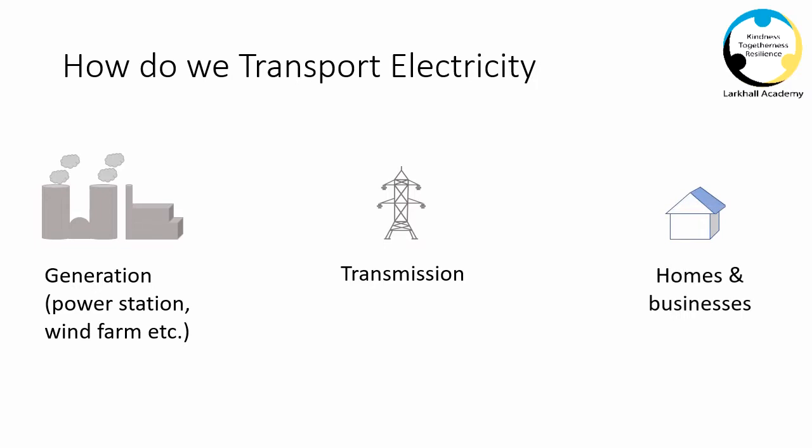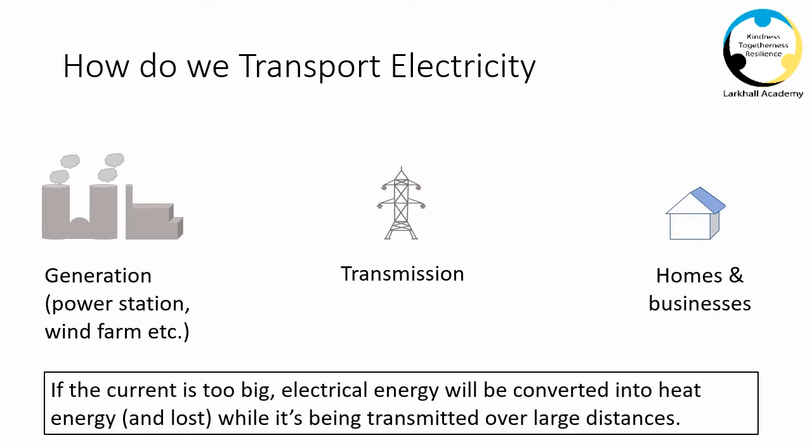A lot of people see this as being the steps in the process: it's generated, it's transmitted, and it's there, and we've got it, and that's brilliant. If that were the case, it would be nice and easy, and we'd have our job done. However, if the current is too big, electrical energy will be converted to heat energy and then lost while it's being transmitted over a large distance. Sometimes the electricity needs to be transferred over huge distances, hundreds of miles, and if that's the case, then we can lose lots and lots of energy to heat because the current is quite high when it leaves the power station.